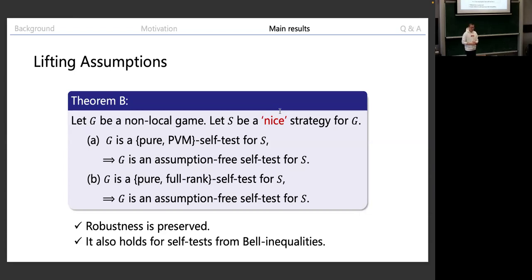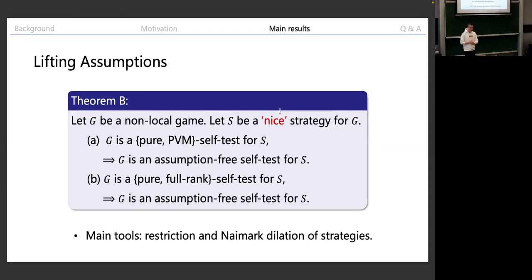So that's for the robustness. Another thing I would like to remark is that this result also works for self-testing from Bell inequalities, which is also quite common in device-independent crypto, I believe. You can just think of self-testing from games as a special case of Bell inequalities, where the coefficients in front of the measurement probabilities are just 0 and 1. Our result applies to this more general case of self-testing from Bell inequalities.